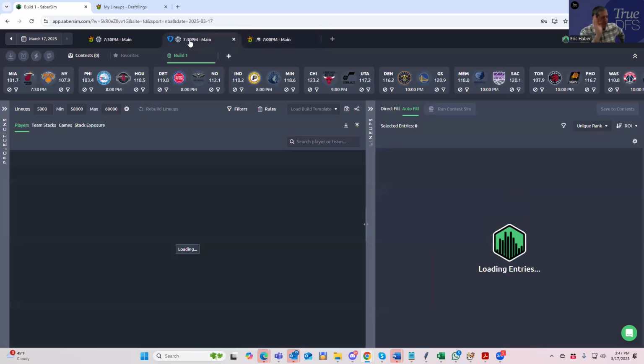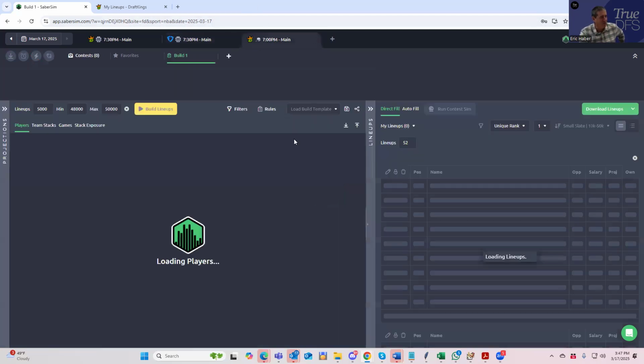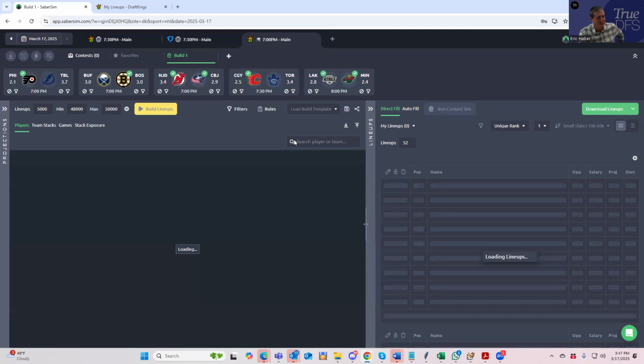What I'm going to expect, this is just NBA. What I'm going to expect to see when that's done is a lot of the same guys we talked about in the original builds, meaning a lot of Tampa, Toronto, guys like that. And then when we run the contest sims, I'm expecting to see something completely different. That's just the way hockey works. But let's just see. Okay, almost done.